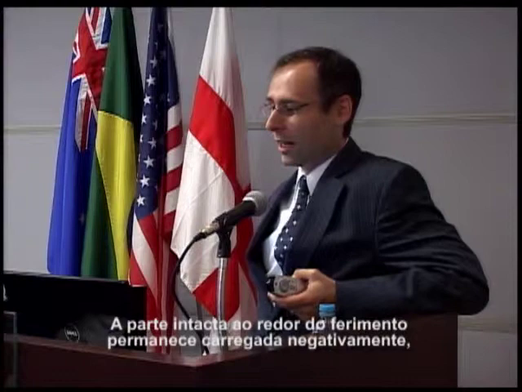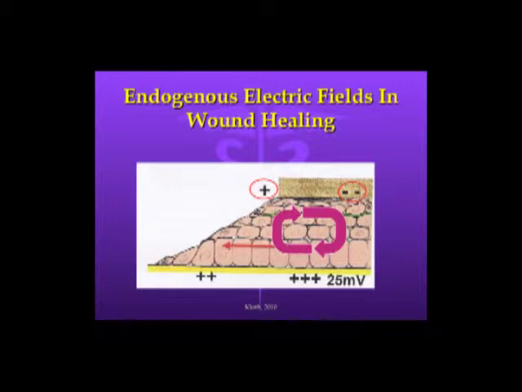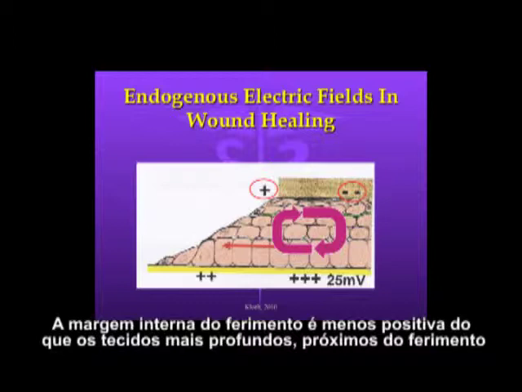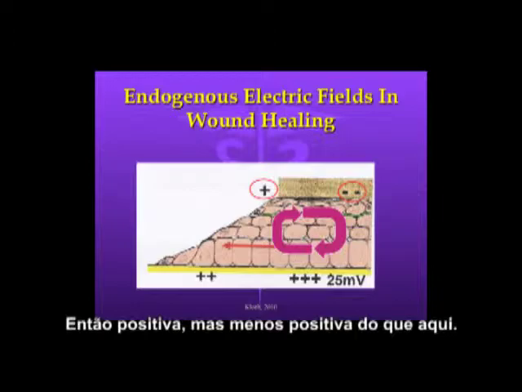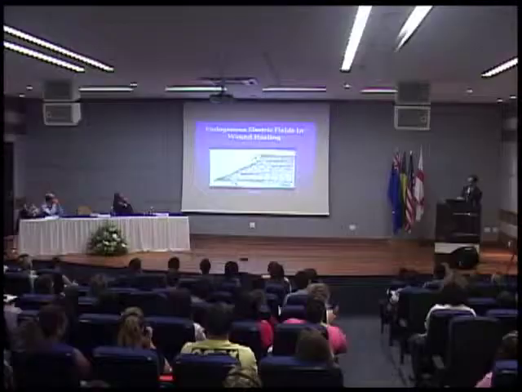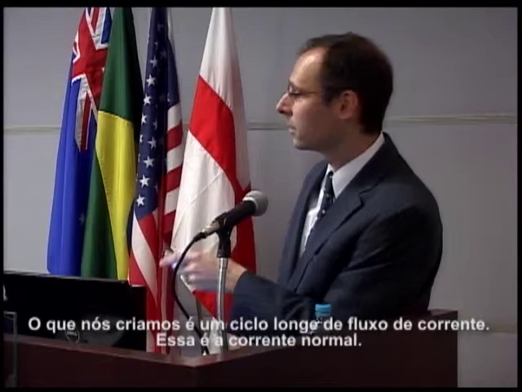So in the epithelium, the outer layer of skin is damaged, the intact peri-wound remains negatively charged, that creates a relatively weak positive charge at the wound margin, which you can see there. Okay. The wound margin, in turn, is less positive than deeper tissues near the wound bed. So positive, but less positive than here. And that, in turn, is less positive than cells further away. So what we've created is a cycle, a way for current to flow.